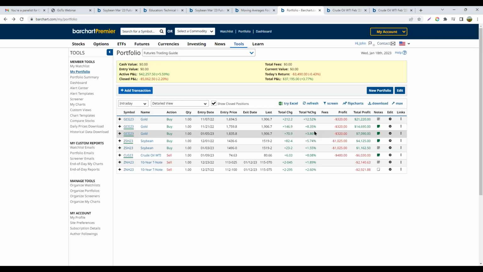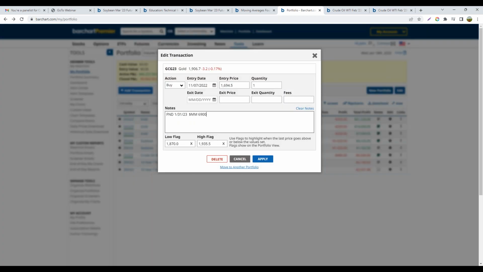So here is that original trade. And if I go into edit my notes, one of the things I like to put in notes is the date that I need to be out of this trade. In this case, for gold, it would be our first notice day, which means that I need to be out of this trade by January 31st.